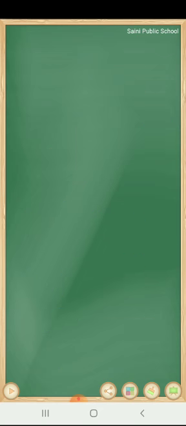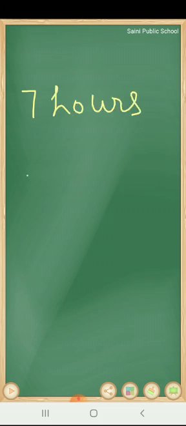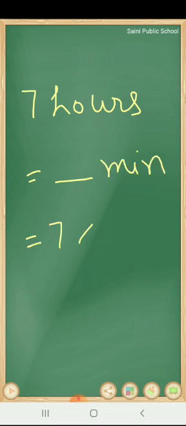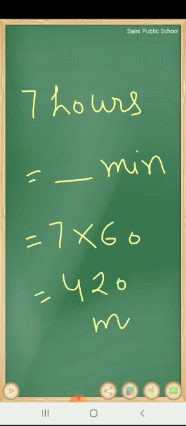Okay, suppose you want to convert 7 hours into minutes. So how many minutes are there in 7 hours? Because in 1 hour here are 60 minutes, so we multiply 7 by 60. So how many minutes? 420 minutes. In this way you can convert bigger units into smaller units.